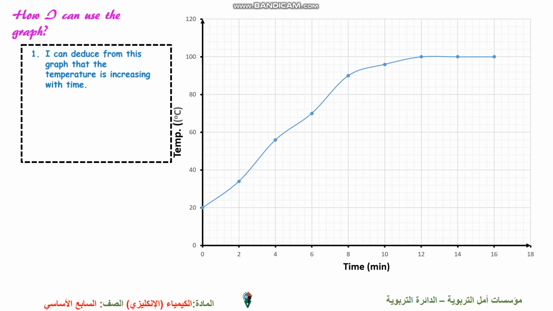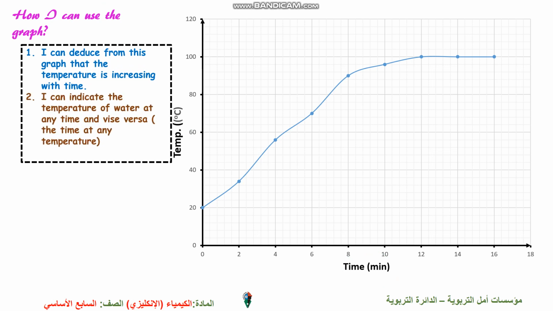First, I can deduce from this graph that the temperature is increasing with time, because the curve is going upward in an ascending way, so the temperature is increasing. And also I can find the temperature of water at any time I need, or vice versa.